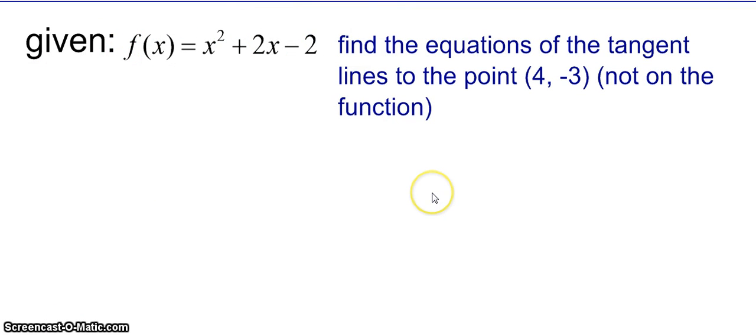Next one, find the equation of the tangent lines to this function that go through the point (4, negative 3), which is not on this function. So we want to find the equation of the tangent lines to this function that go through the point (4, negative 3). And remember, (4, negative 3) is not on the function. Pause the video, unpause when you're ready to check.